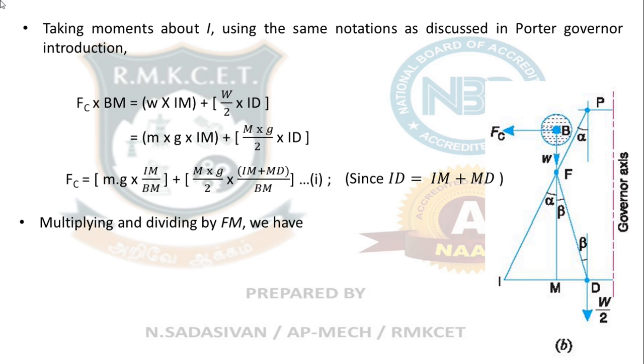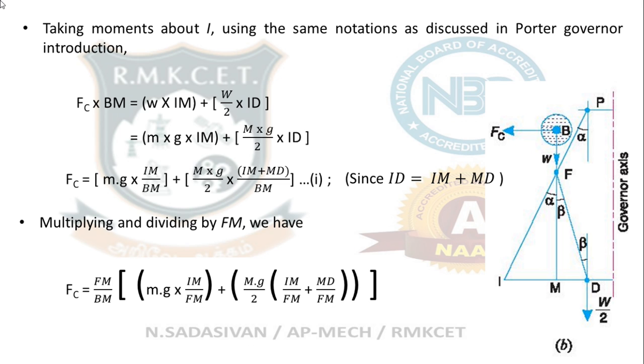Multiplying and dividing by Fm both sides. So left side will remain unchanged. Right side Fm by Bm. So what I am going to do is multiply and divide Fm into the brackets. Okay. So what will happen?